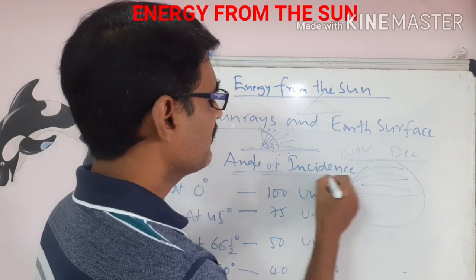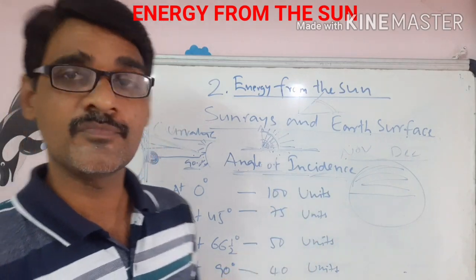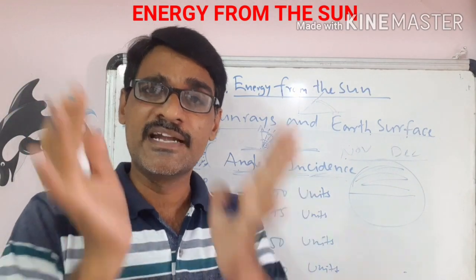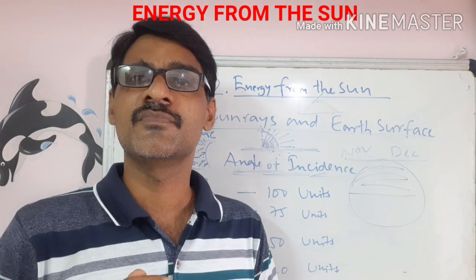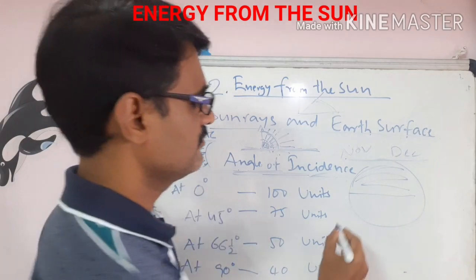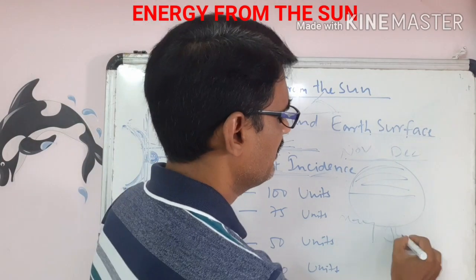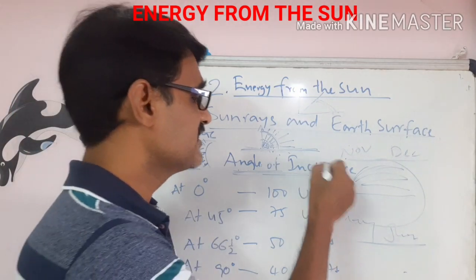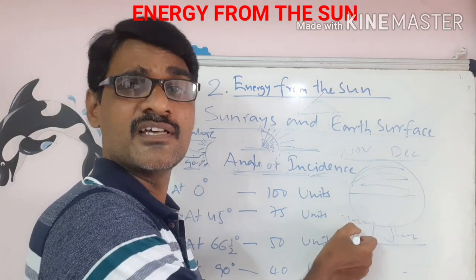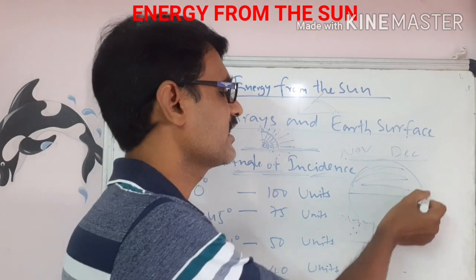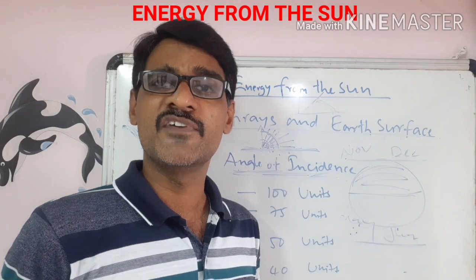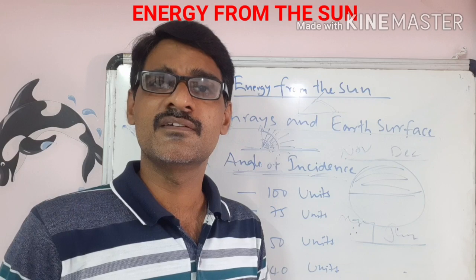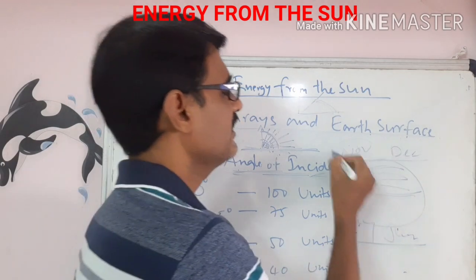And the angle of incidence is decreased in the months of May and June. The angle of incidence is lessened here. Due to that, in the northern hemisphere, we feel hot in the summer season. This is the winter season.